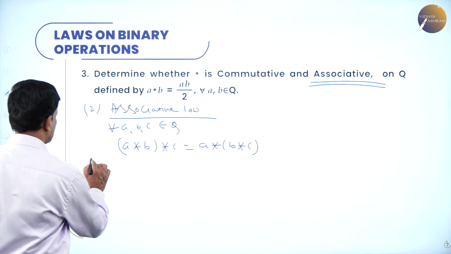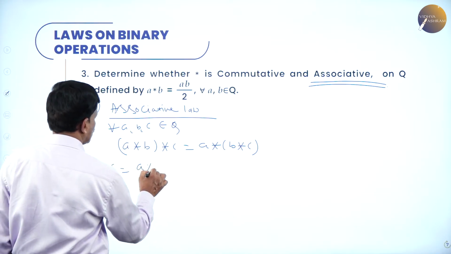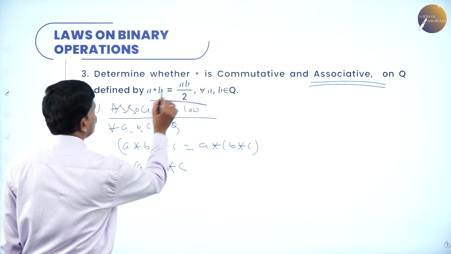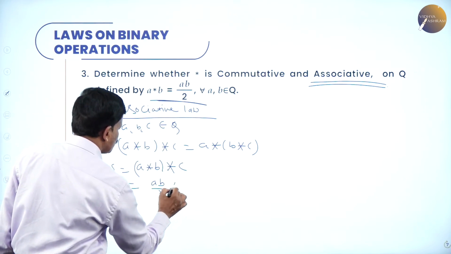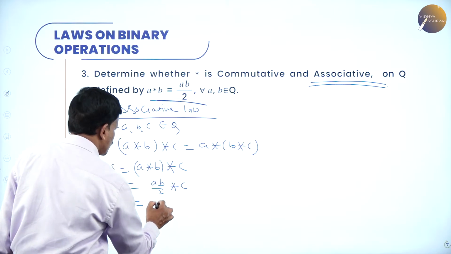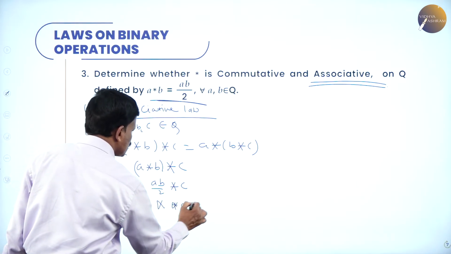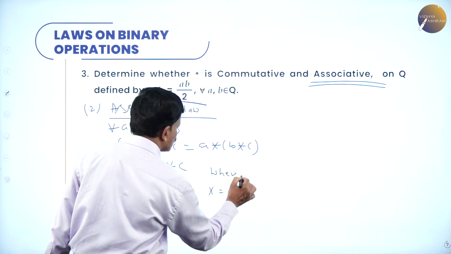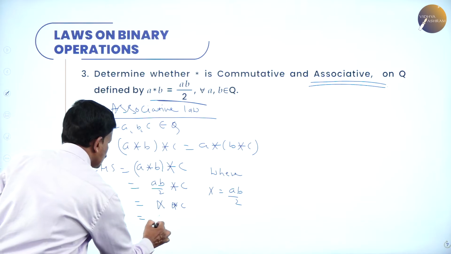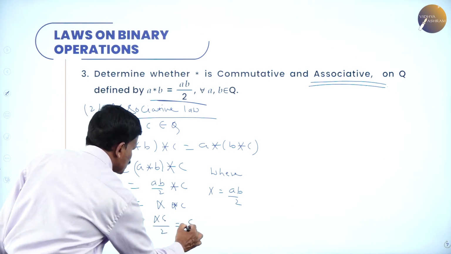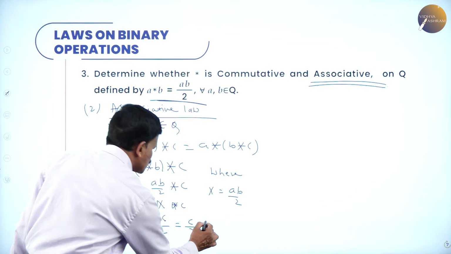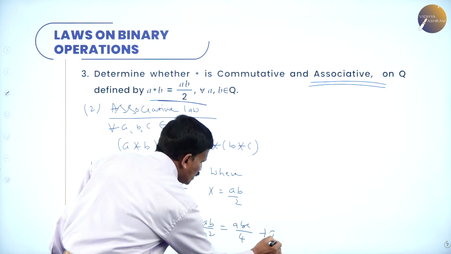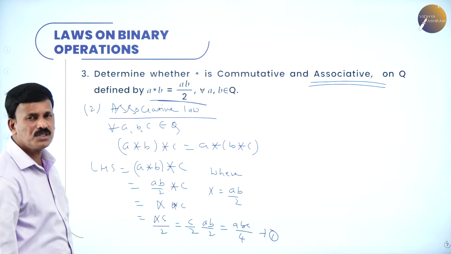Let us take LHS, the left hand side. What is the left hand side? Consider (A star B) star C is equal to, what is A star B? A star B is AB by 2. So, AB by 2 star C. Now this is equal to, call it X star C, where X is equal to AB by 2. So X star C can be written as X into C divided by 2. Substitute the value of X is equal to AB by 2. So therefore this is equal to ABC by 4. So left hand side is ABC by 4.